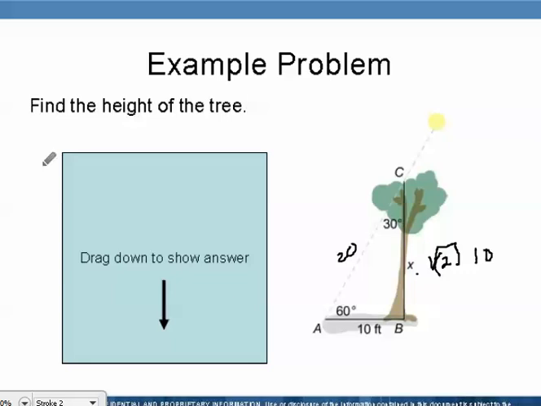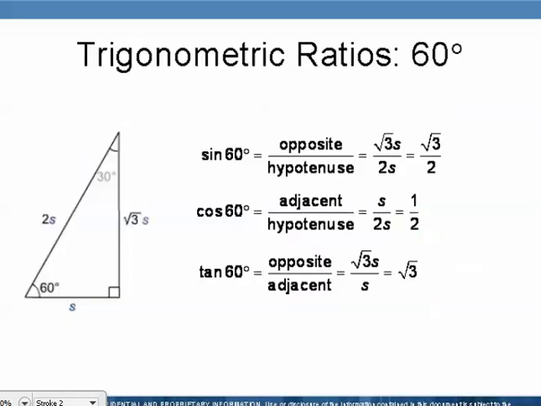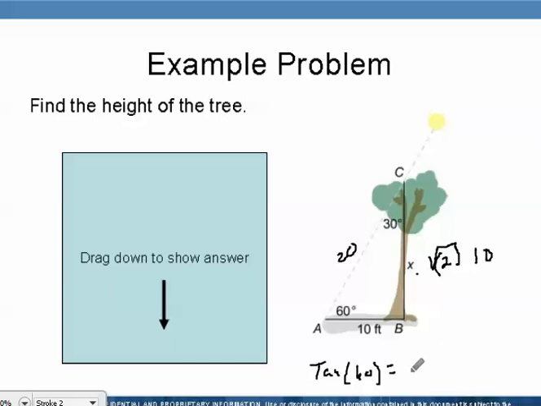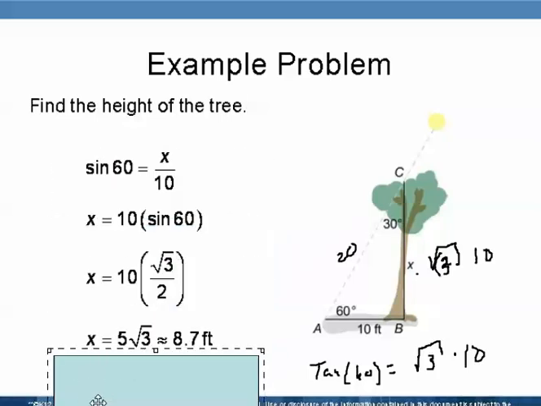Okay? If I wanted to do it with trigonometry, I could say that the tangent of a 60-degree angle is going to be equal to x over 10. What is the tangent of a 60-degree angle? We just worked it out. Square root of 3. So that's going to be the square root of 3 times 10. Square root of 3 times 10. And that's what it's going to be.